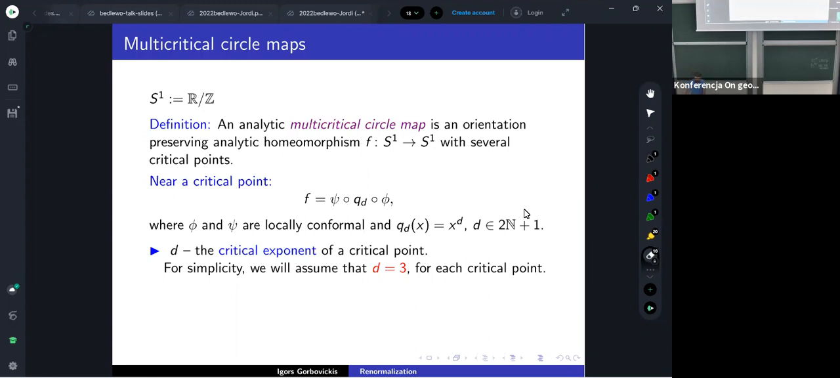Since the maps are analytic, we can say what the local structure of the map around the critical point is. Locally around the critical point, it's a composition: first some locally conformal map phi, then the power map Q_d, which is essentially x to the power d, and then composed with another locally conformal map. The power d is called the critical exponent. Since the maps are analytic, the critical exponent must be an odd integer. For simplicity in this talk, I will always assume that this odd integer is equal to 3, although everything I'm going to talk about will work for any other odd integer critical exponent.